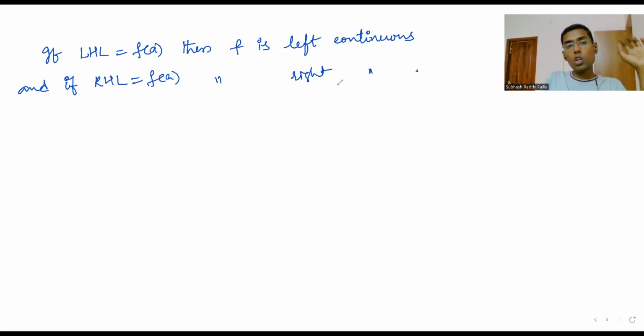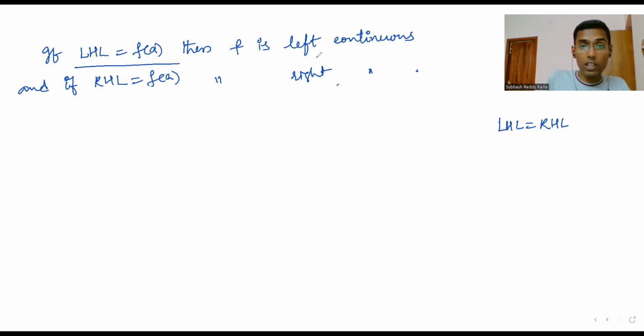Even if LHL is not equal to RHL, but LHL is equal to f of a, then it is left continuous. RHL equal to f of a, then it is right continuous. You understand? See, for example, if LHL equals RHL and LHL is f of a, RHL is f of a, both are also equal. But what I am saying, only if LHL equals f of a, then f is left continuous. And if RHL equals f of a, what does it mean? LHL is not equal to RHL. This is the case I am discussing.